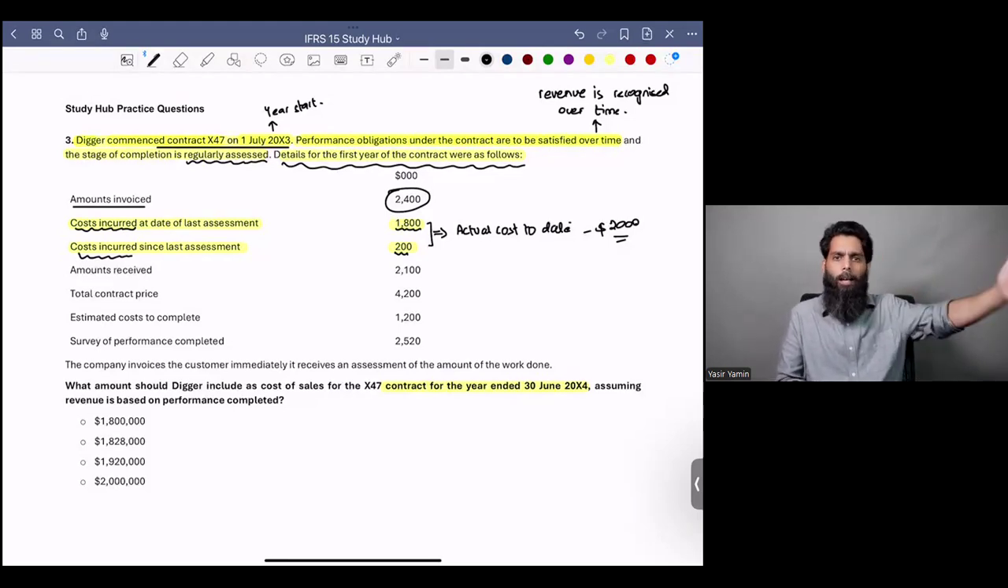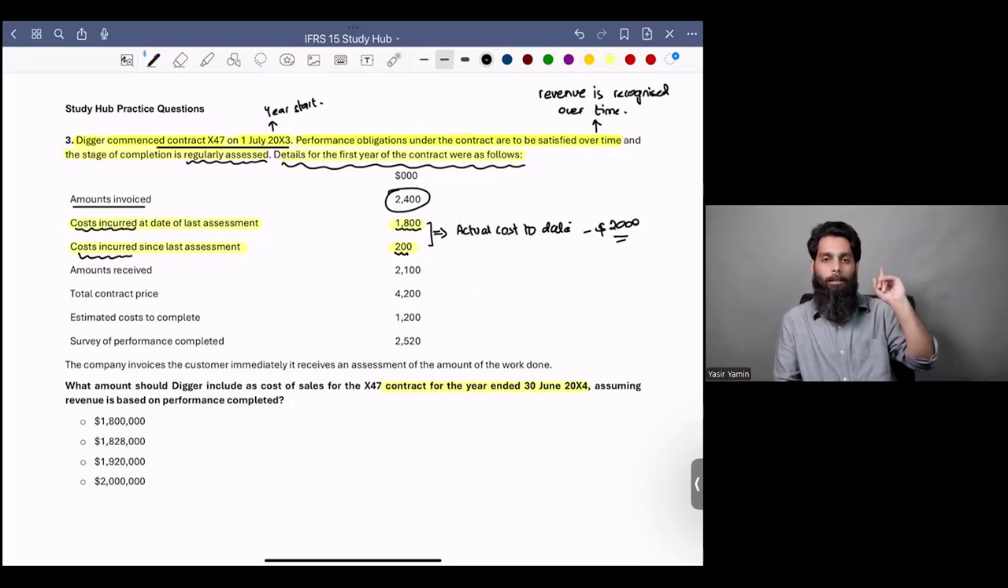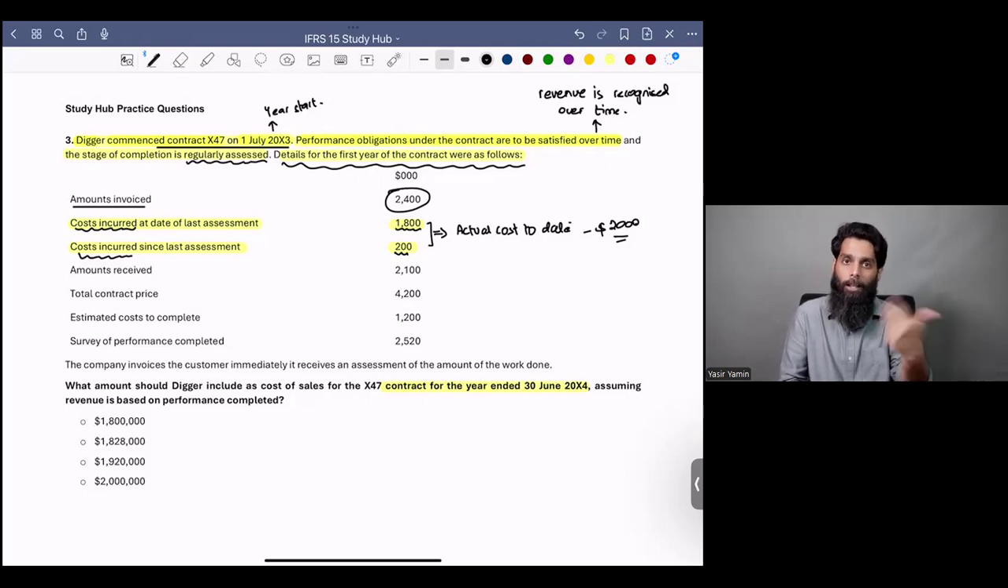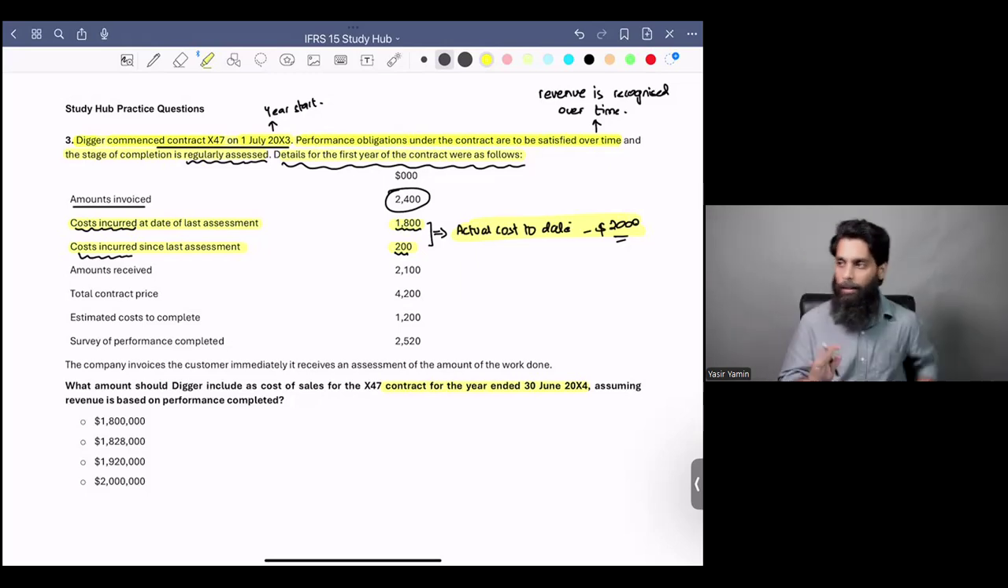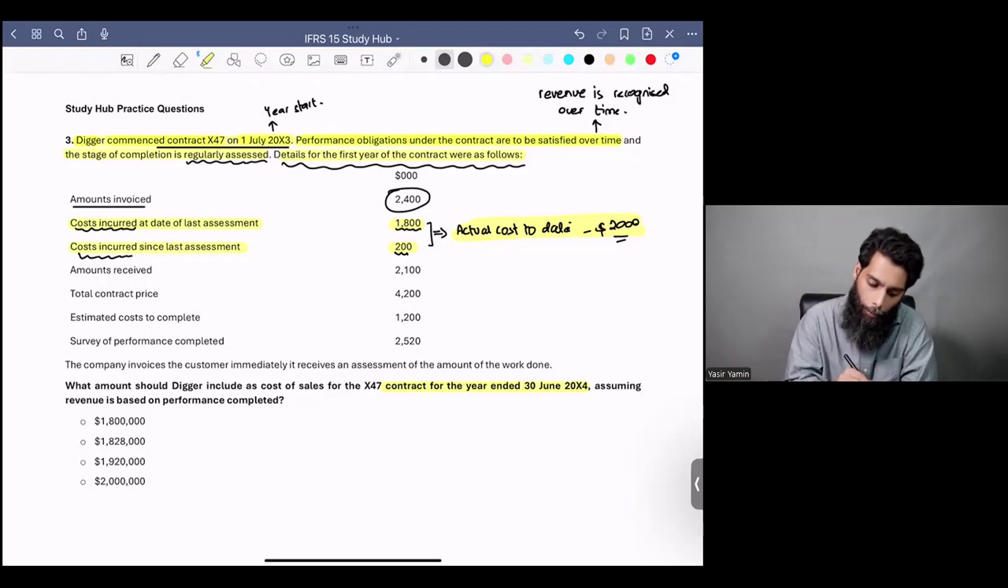Whenever we performed the last assessment, it could have been on a Sunday or a Monday or a Thursday or whatever. The last time we checked, the valuer was here. The last time we checked, the cost was 1,800. Since then, till the year end, a further $200 worth of cost has been incurred. And that in a nutshell means that up till the year end, actual cost incurred to date is $2,000. Do you guys understand this? Make sense? Fine.